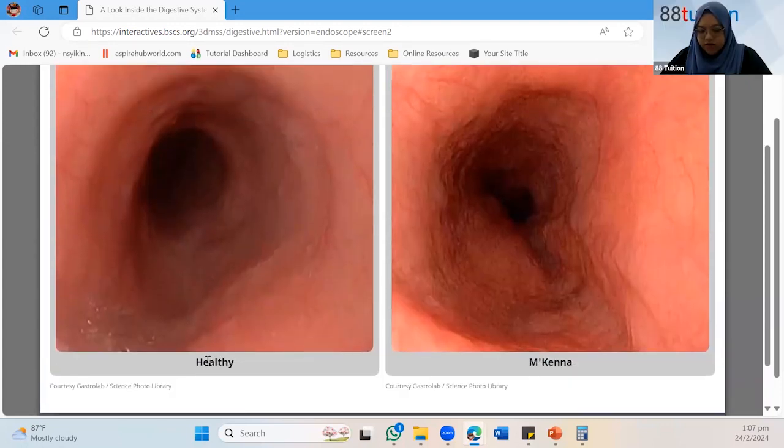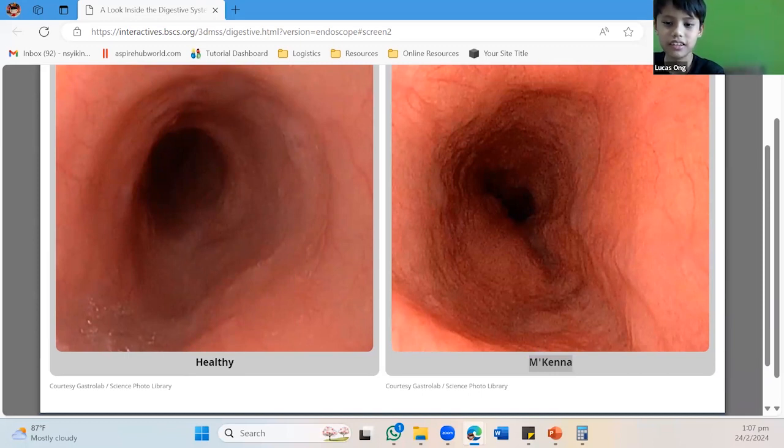Okay, they actually put down here already. This is the healthy one. This is the one with this McKenna thingy. So I want you to describe for me, how will you describe the difference between a healthy one and the McKenna one? Oh, the healthy one is because it's red. Because there are more blood cells. I mean, there's more blood there. More blood cells, you think, because it's more pink, more reddish.